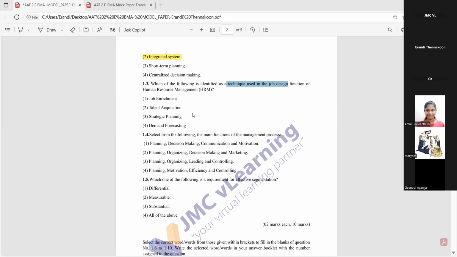Another technique is the professional technique, designing a job according to a certain accepted profession. And the group technique is another technique, designing a job for a group of employees. So there are several techniques for job designing: scientific technique, job enlargement, job enrichment, job rotation, professional technique, group technique. So, what is the answer for 1.3 then?